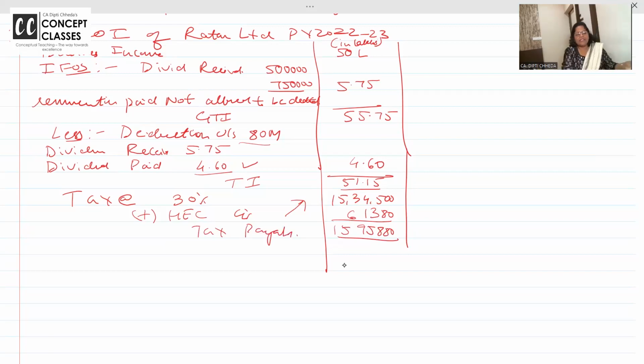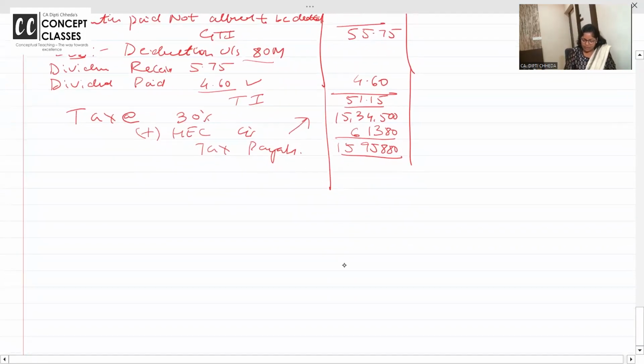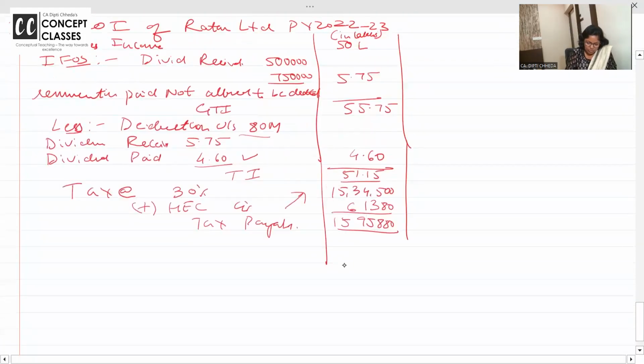Take your time. If there is any doubt, ask me. And I hope you all have written in your notes that those two sections are abolished. Specified foreign companies in which... So this is the way you will solve the 17th problem. Chalo.